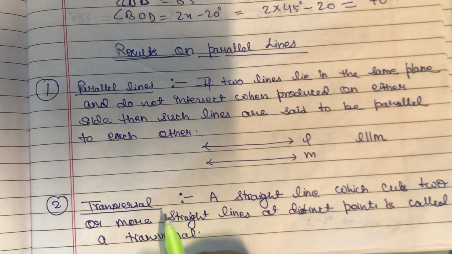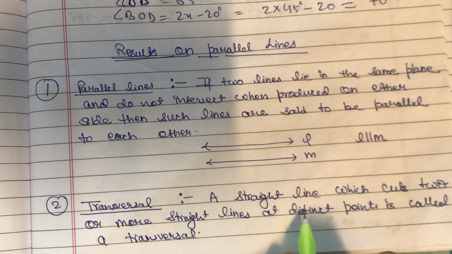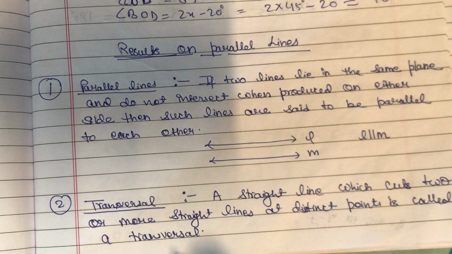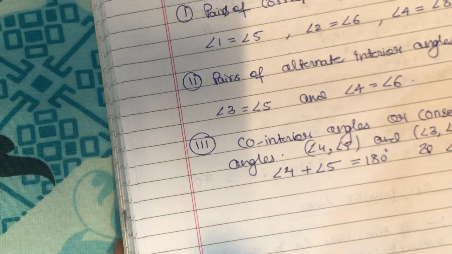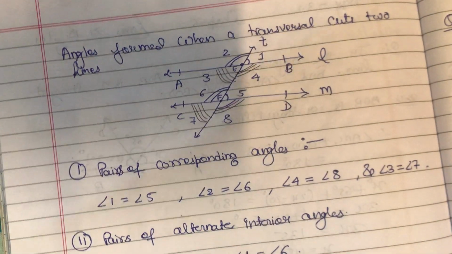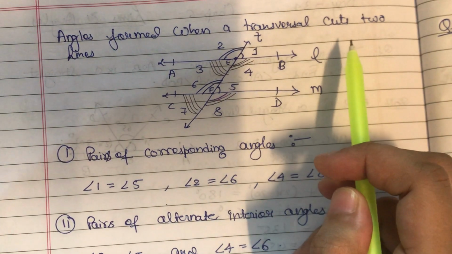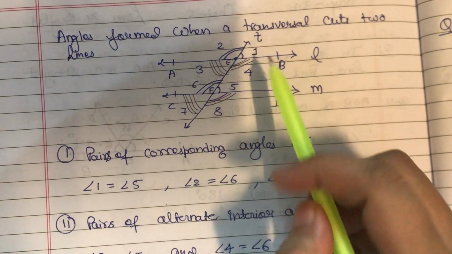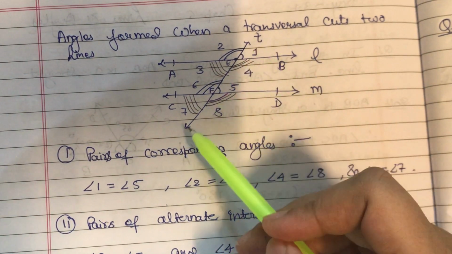Transversal. A transversal is a straight line which cuts two or more straight lines at distinct points. So it is called a transversal. Now, these are the angles formed by a transversal when it cuts two parallel lines. Here, L and M are two parallel lines and T is a transversal.